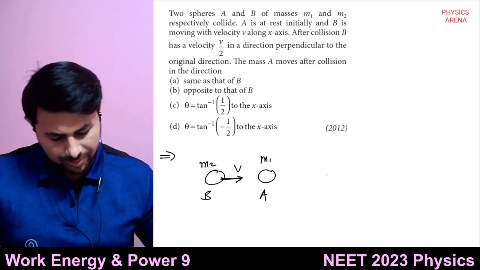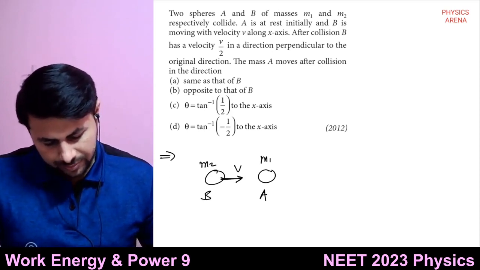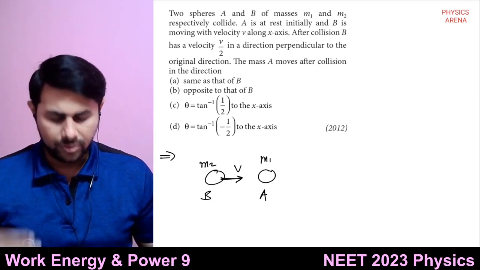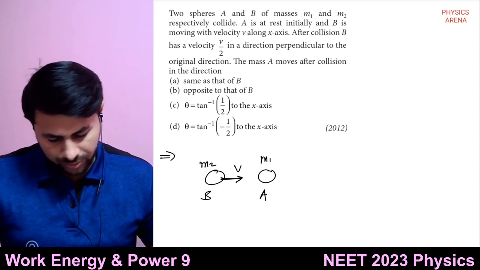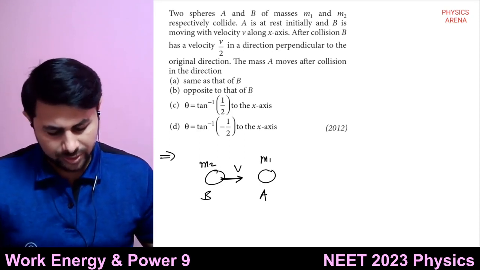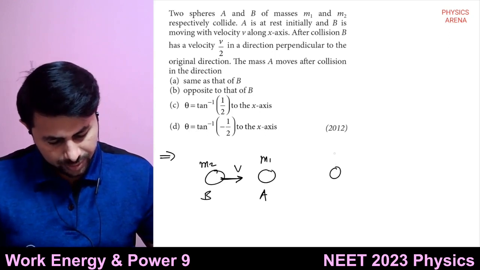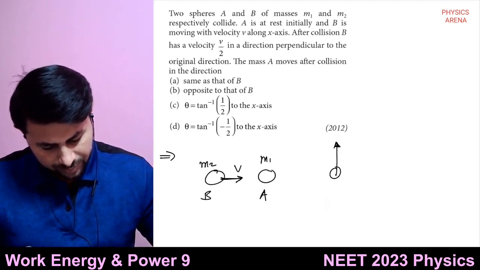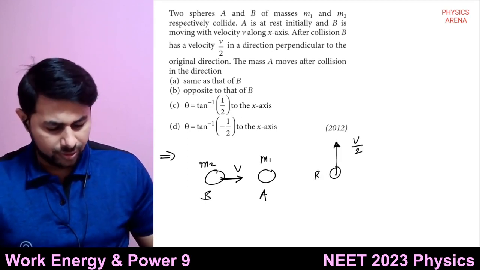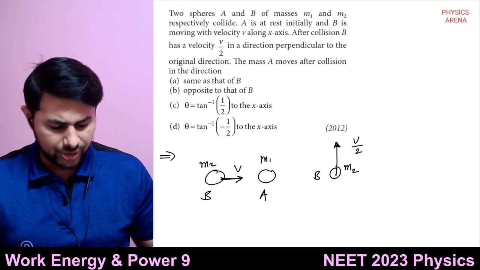And then after the collision, what happens? B has velocity in a direction perpendicular to the original direction. So B moves perpendicular to the original direction with velocity v by 2. So this is B, and its mass is m2.